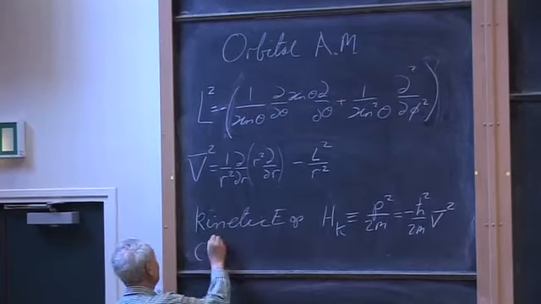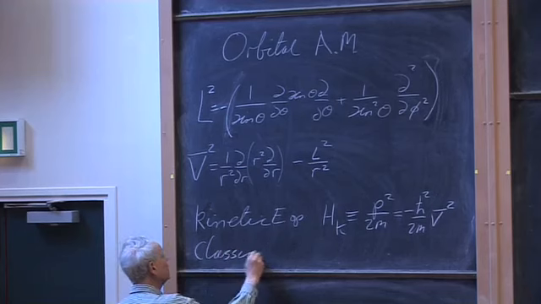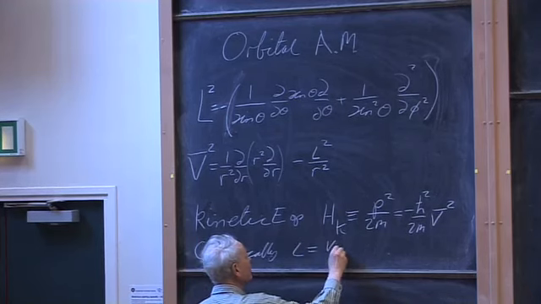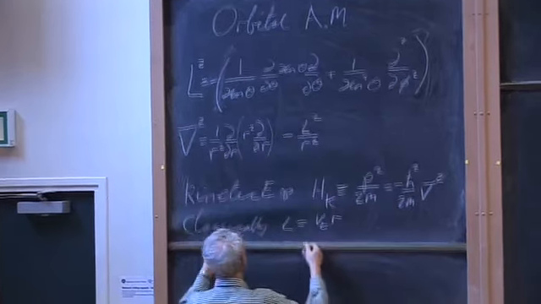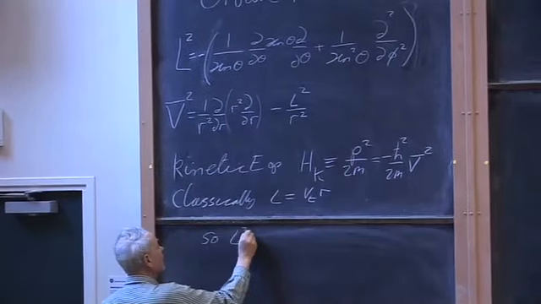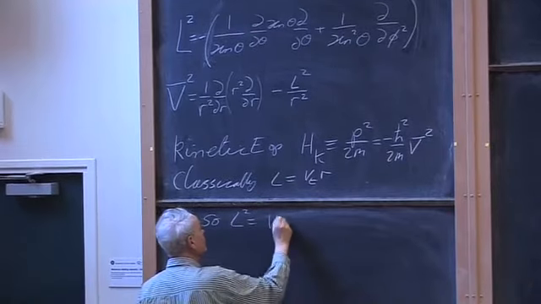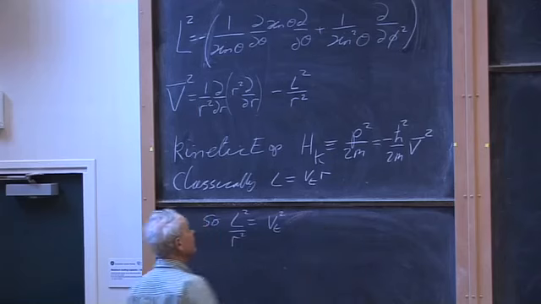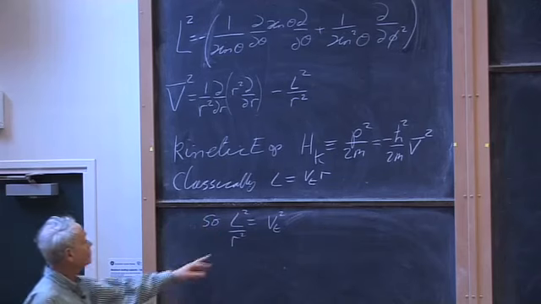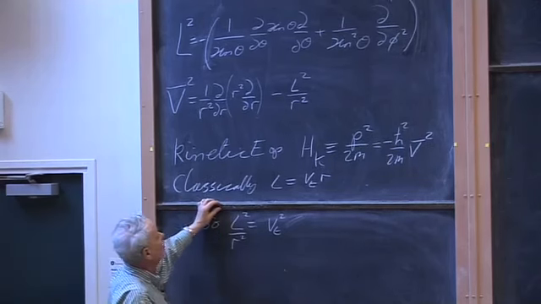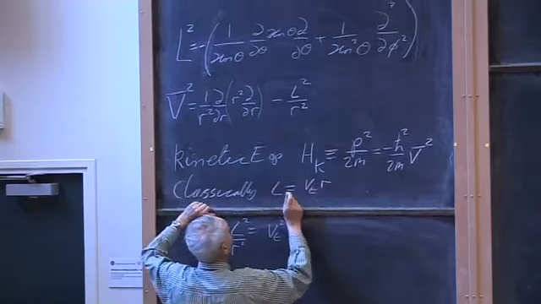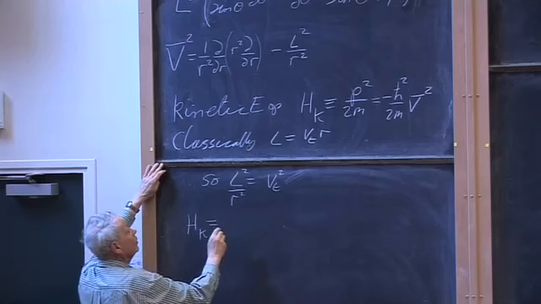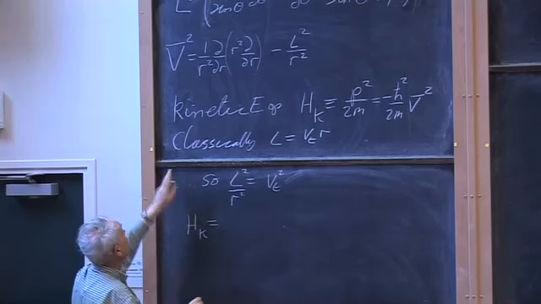And classically, we have that L is equal to v tangential times the radius. So L squared is v tangential squared times radius squared. L squared over r squared is equal to v tangential squared. So we have that H k is equal to, that's suggestive of something, isn't it?